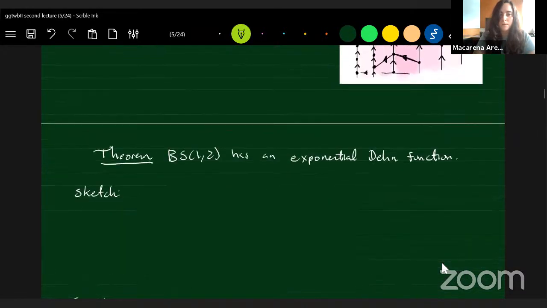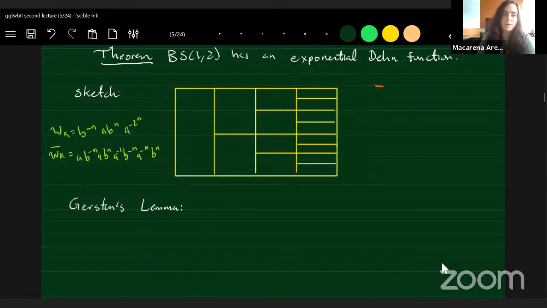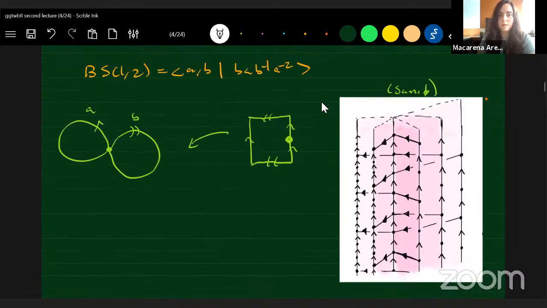Okay, so BS(1,2) has an exponential Dehn function, and that is what we're going to be discussing for the next few minutes. So we're going to be looking at diagrams of this form. This diagram right here is a diagram in the Cayley complex of BS(1,2). So you can see that it's made up of gluing together cells of this kind.